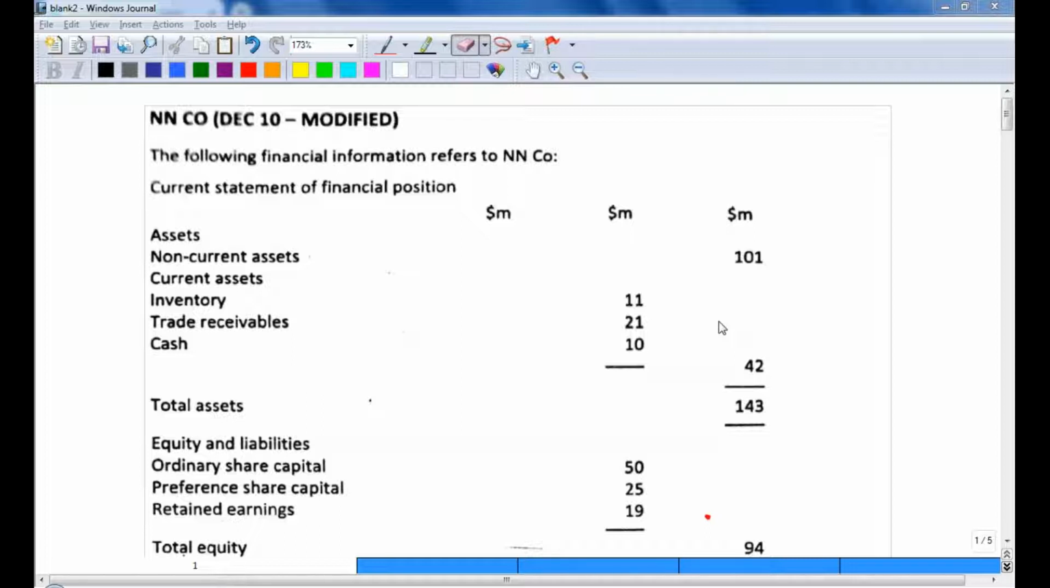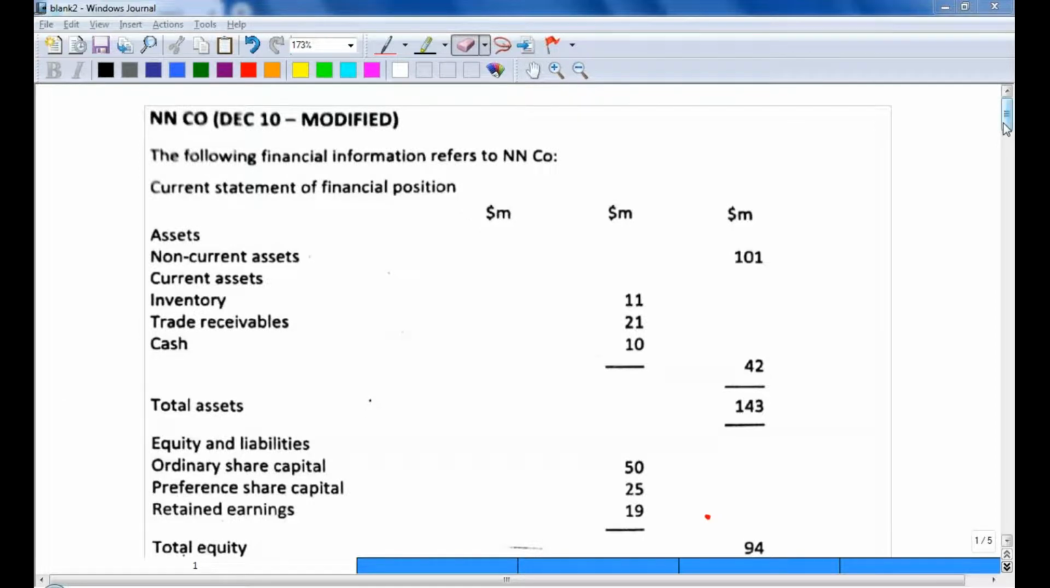This session is about the practice questions related to business valuation. So let's start some questions based on the lecture that I've already shared with you previously.